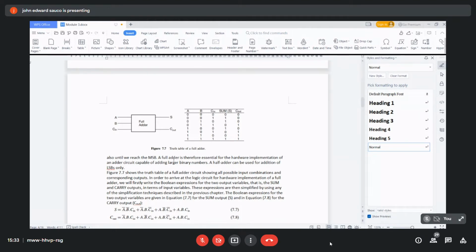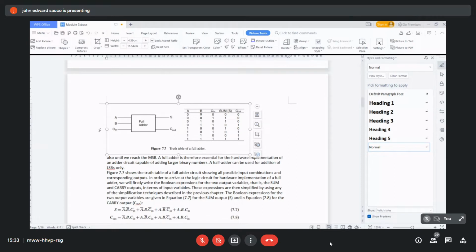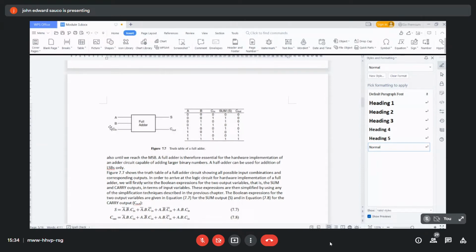So, the full adder is therefore an essential hardware implementation of a circuit capable of adding larger binary numbers. A half adder can be used for the addition of the LSB. So, the half adder is only for the least significant bit. Once we have the most significant bit, it is a full adder already. So, this is our diagram: A, B, carry in, sum, and carry out. So, this is the table. Carry in, this. A, B, then sum, and carry out.